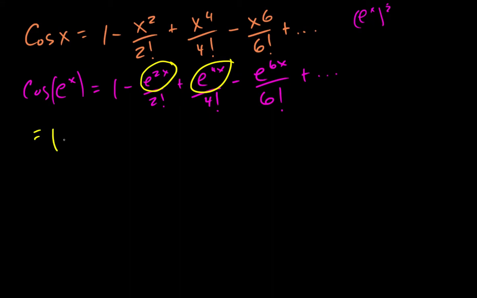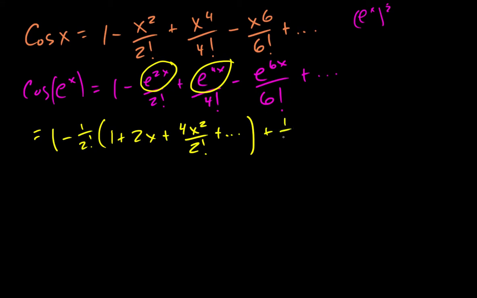So we still have this 1, and then I'm going to bring this out in front, so it's 1 over 2 factorial, and then the expansion for e to the 2x that we found on the previous video is this. And then I'm going to do a similar thing, 1 over 4 factorial, and then the expansion for e to the 4x looks like this.